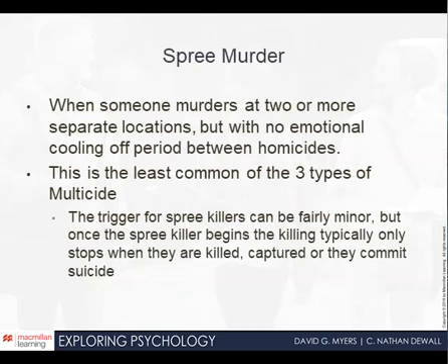Spree murder, when someone murders at 2 or more separate locations, but with no emotional cooling off period between homicides. This is the least common of the 3 types of multicide. The trigger for the spree killers can be fairly minor, but once the spree killer begins, the killing typically only stops when they are killed, captured, or they commit suicide.